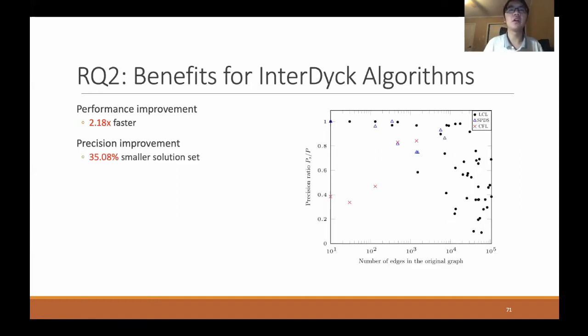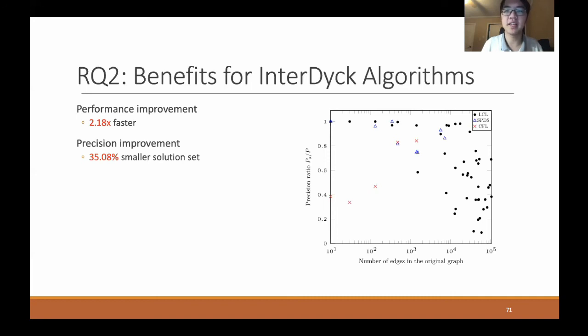For the precision figure, the x-axis is still the graph size, and the y-axis is the precision ratio, which is the number of pairs InterDyck algorithms reported on the simplified graphs divided by that on the original graph. The smaller the value, the more the simplification algorithm helps increase the precision for InterDyck algorithms. On average, after simplification, InterDyck algorithms give about a 35% smaller solution set. The removed pairs are all false positives generated by InterDyck algorithms, so the graph simplification can improve the precision of InterDyck algorithms significantly.